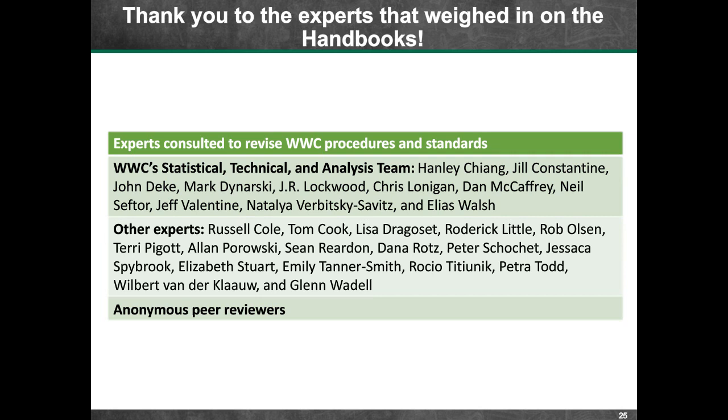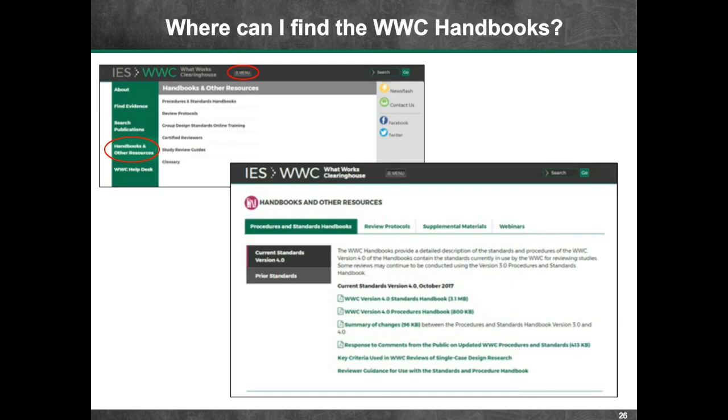For more detail on all of these changes and more, I encourage you to check out the handbooks for yourself. You can find them by going to the Procedures and Standards Handbooks at the top of the Handbooks and Other Resources menu on the WWC website. On that page, you'll find the Procedures Handbook, Standards Handbook, and a summary of changes made for version 4. You can also access prior versions of the handbooks through the menu on the left.